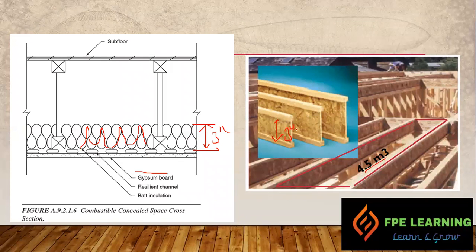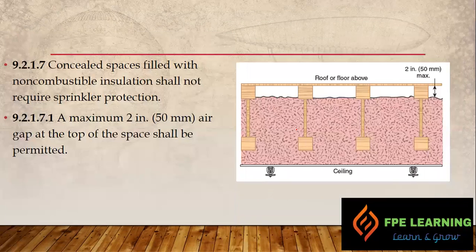Okay, the next point is talking about 9.2.1.7. Concealed space filled with non-combustible insulation shall not require sprinkler protection. So if in this complete concealed space you put non-combustible insulation, or let's say bat insulation, this is non-combustible insulation, we can skip the installation of the sprinkler system in those areas.